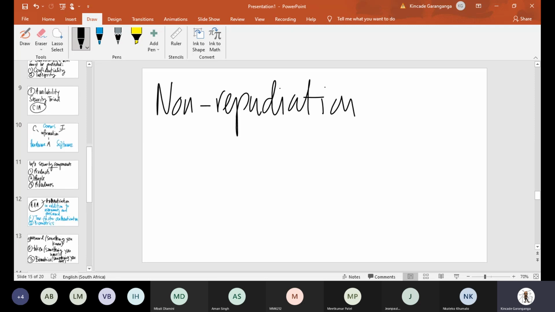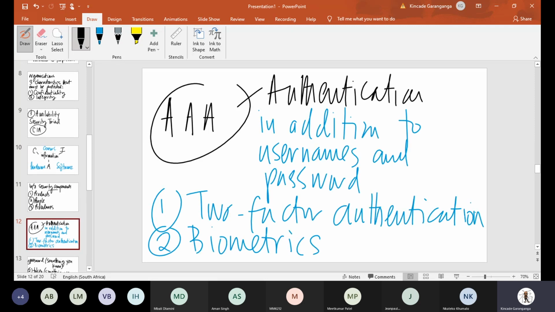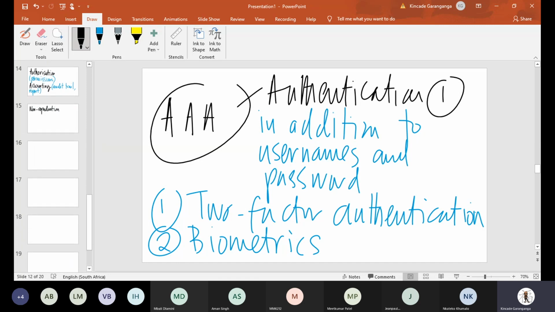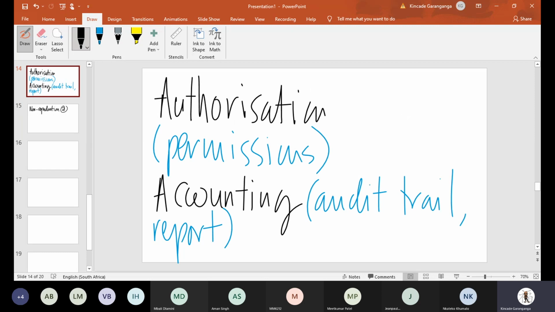So if you go back to what we were talking about earlier, in addition to the CIA, authentication on its own is one of the configurations that are there. And then the second thing that you want to distinctively discuss there is non-repudiation. But again, like I said before, non-repudiation is ultimately one and the same with accounting. That looks at an actual audit trail that is there.